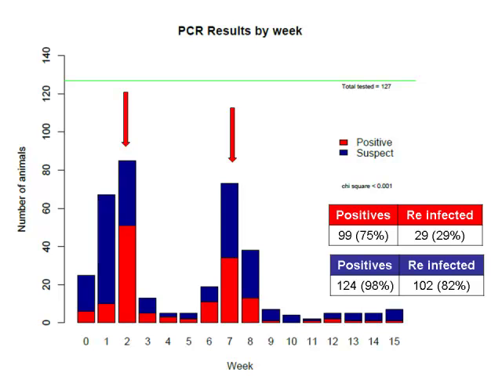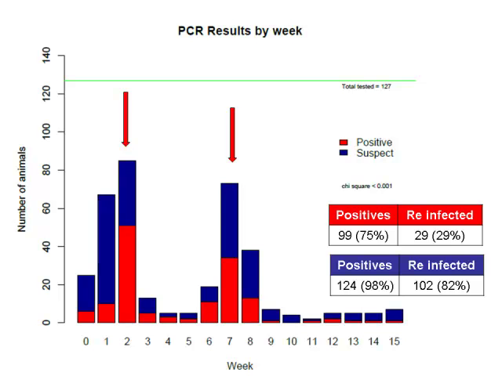And if we are a little bit conservative and just take into account the positive results, we found that 99 pigs from the 127 study tested positive at least once. But very interestingly, we found that 29% of those pigs tested 2 or more times positive in non-consecutive weeks, indicating that reinfection was happening.